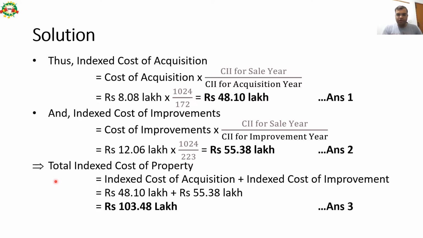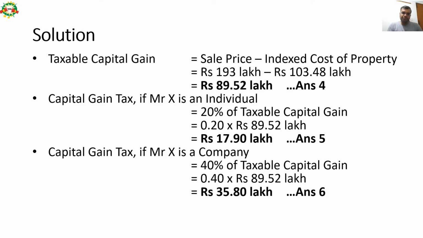Now that means total index cost of property is equal to index cost of acquisition plus index cost of improvement, that is equal to 48.1 lakh plus 55.38 lakh. It comes to 103.48 lakh is the total index cost of the full property, and it is the answer to question number 3. 6 marks done.